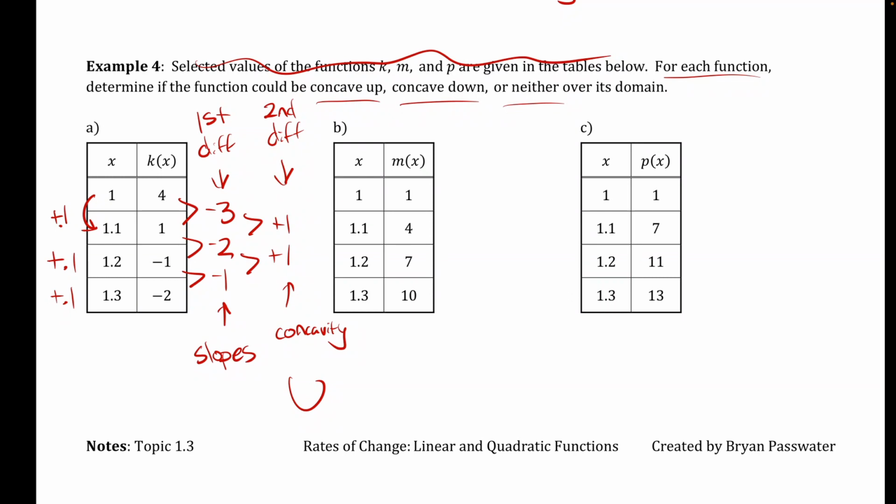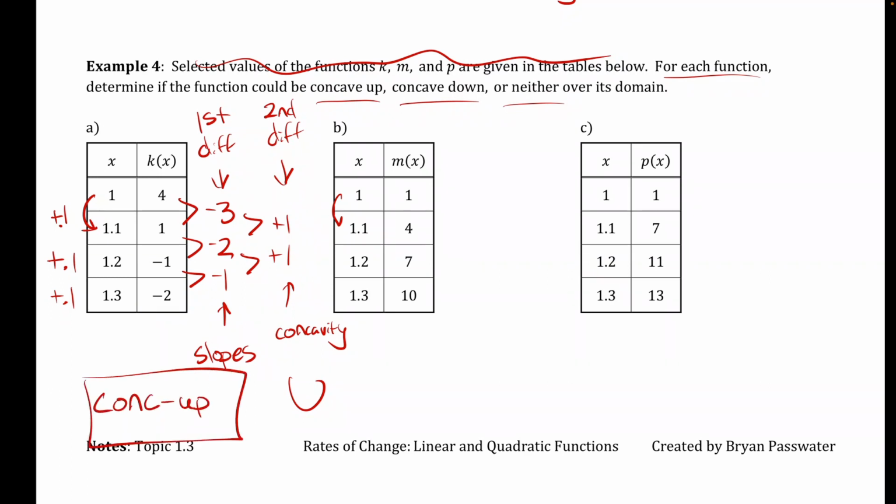All right, let's go ahead and check. What do we determine from those second differences? First of all, it's quadratic. Do we have to write quadratic? I didn't say that in the instructions. It is quadratic, but the question is whether it's concave up, down, or neither. It's concave up because those are positive. So just write concave up.